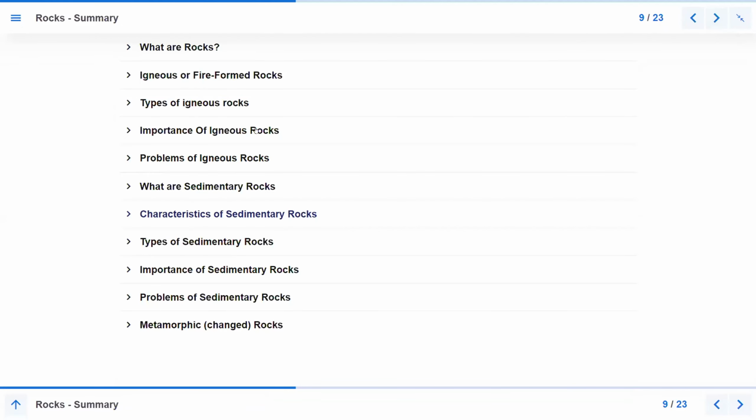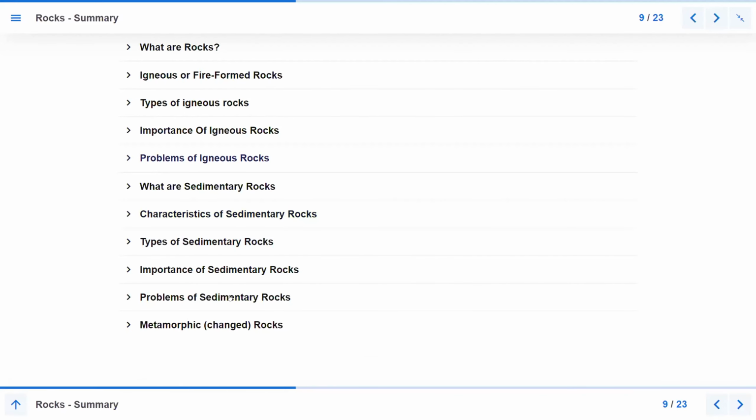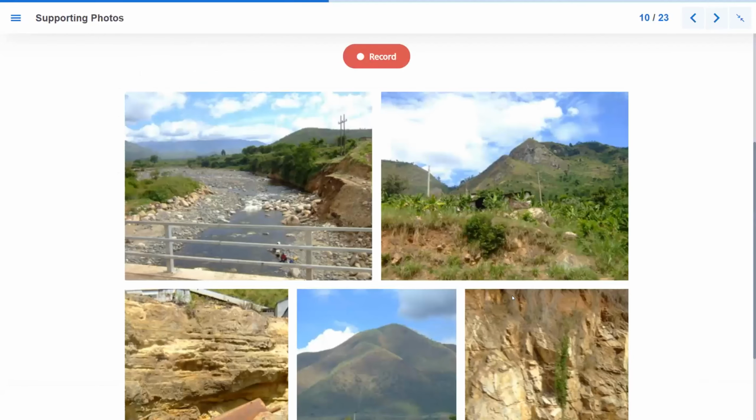The next is the summary. Like we said earlier on, what is the summary of these rocks? So if you so wish, you can go through the summary. And that is the end of the unit.